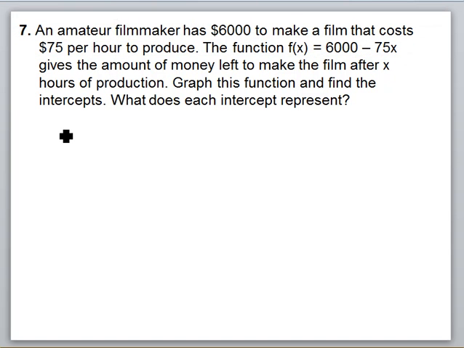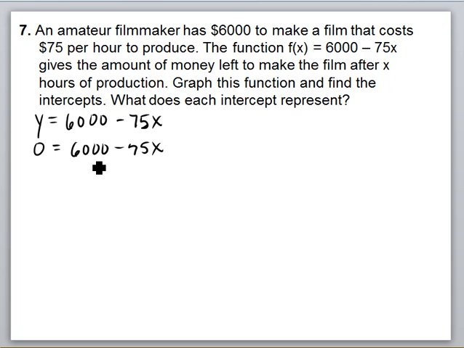So the first thing I will do is I will just find my x and y intercepts. Remember, f of x is a fancy word for y. I may not get this finished in this video, so there may be another short video right after this one. So I'm going to solve and find my x-intercept. So I'll move my 75x to the other side.